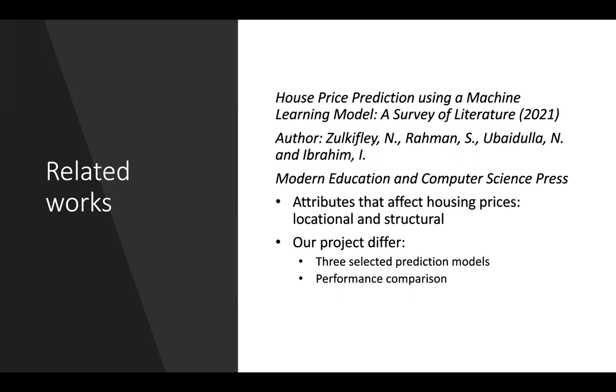While we also attempted to forecast housing prices using historical data, our work differs from the survey in a few ways. Firstly, we have selected a set of 3 prediction models, namely linear regression, decision tree regression, and gradient boosting model. We compared the performance of these models and chose the best one among them in our web application.